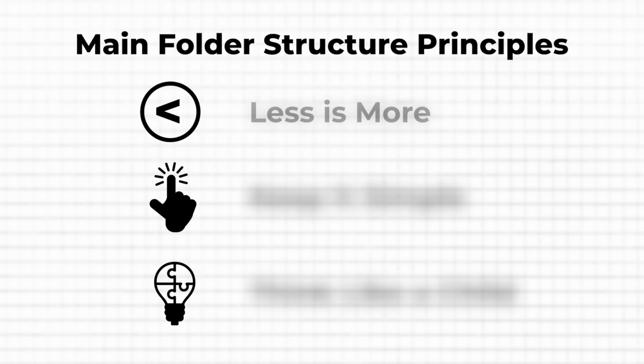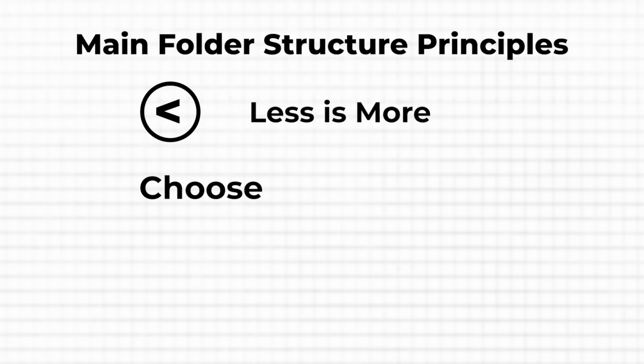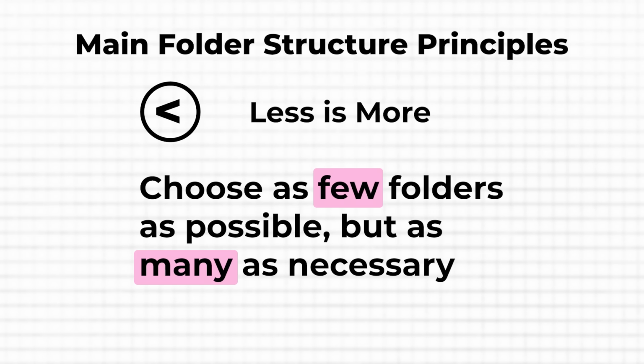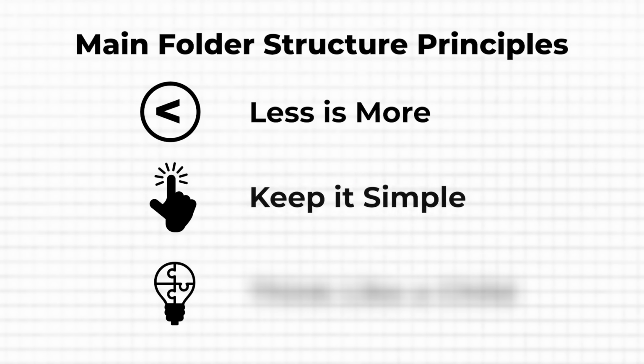So before talking through my suggested folder structure and some examples, let's look at 3 principles that I recommend taking into consideration when choosing the main topics for your folder structure. First, less is more. I believe that's not only true for file management, but can be taken as a general principle in life. This means for your folder structure that you should choose as few folders as possible, but as many as necessary. Second, try to keep it simple.